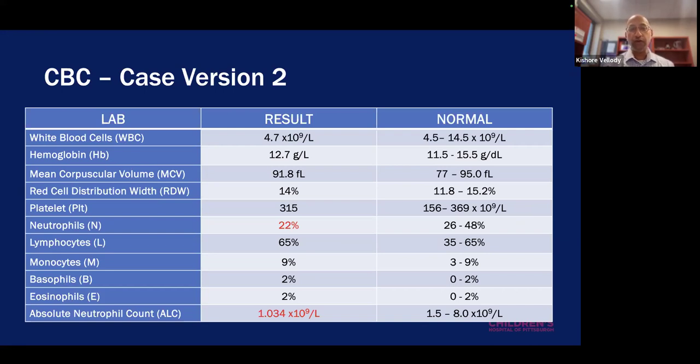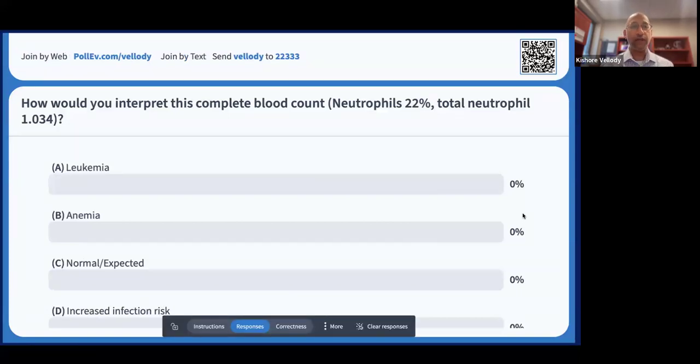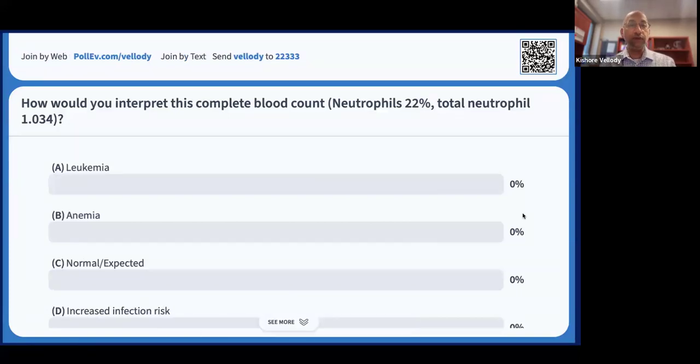It comes out to a low what we call, oh, I'm sorry. It should say ANC. I apologize, I'll fix that slide. It's absolute neutrophil count, ANC, not ALC, ANC. But this is what I'd like you to answer: how would you interpret this blood count where the neutrophils are low in this person?